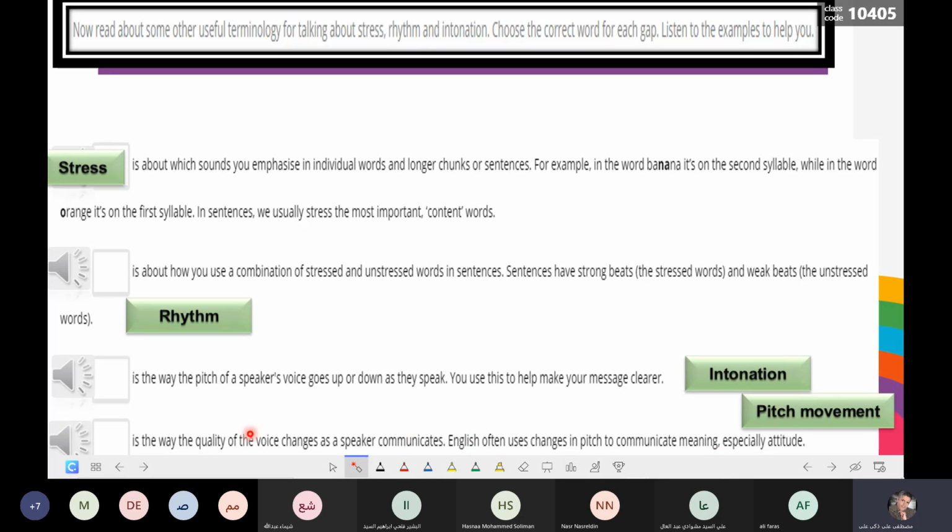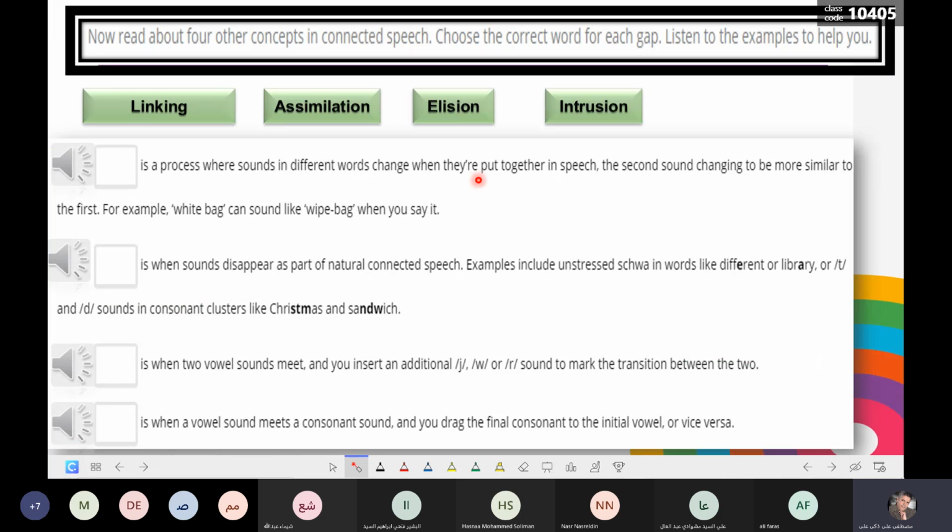Pitch movement here is the way the quality of the voice changes as a speaker communicates. English often uses changes in pitch to communicate meaning, especially attitude. The same thing: I can use different pitch levels in my voice to give a different message.